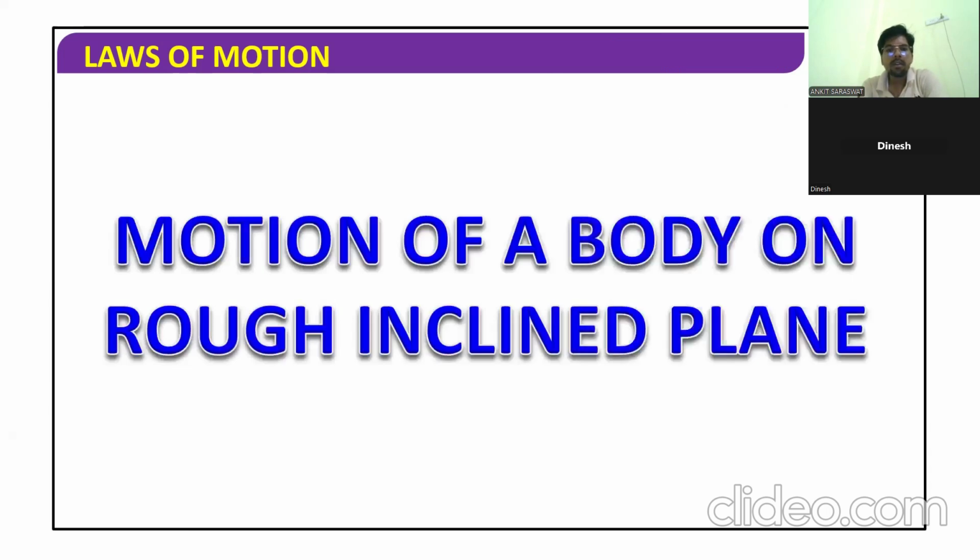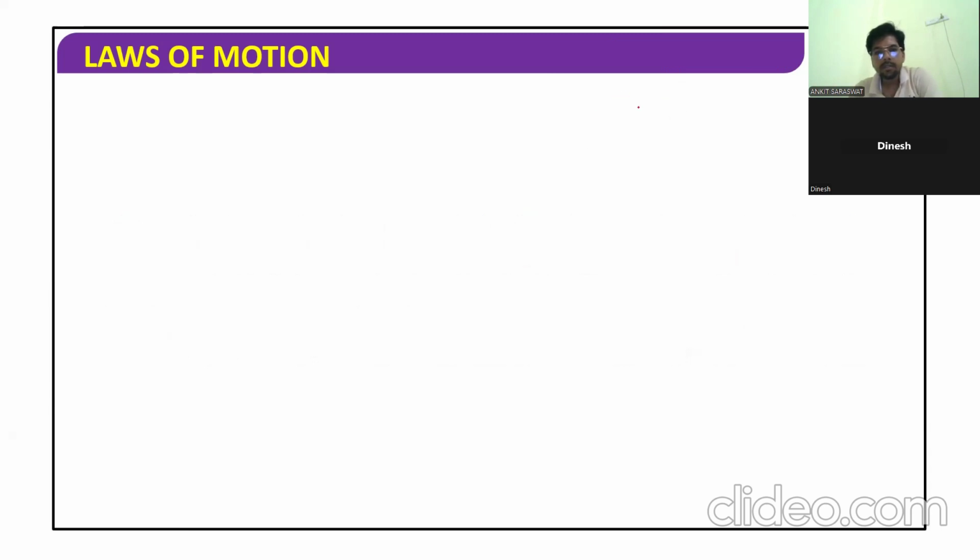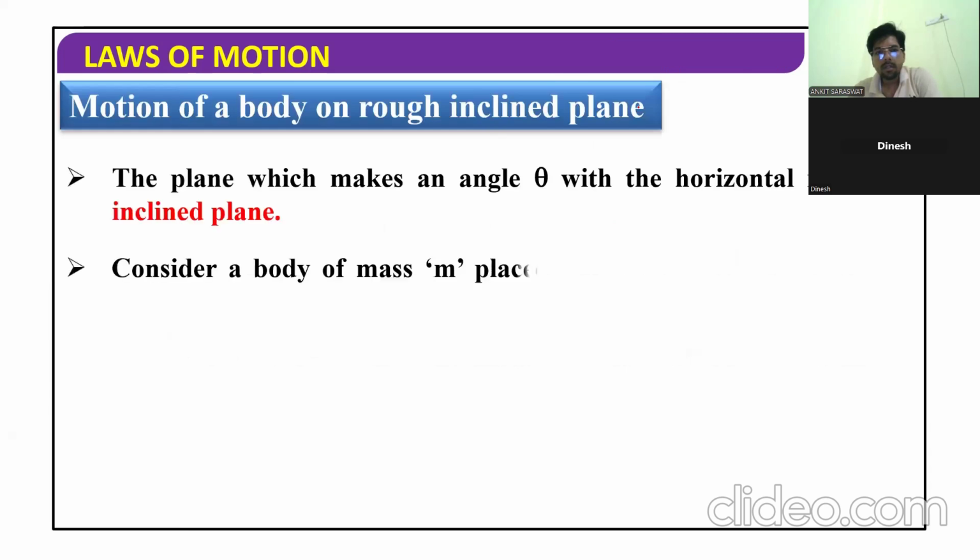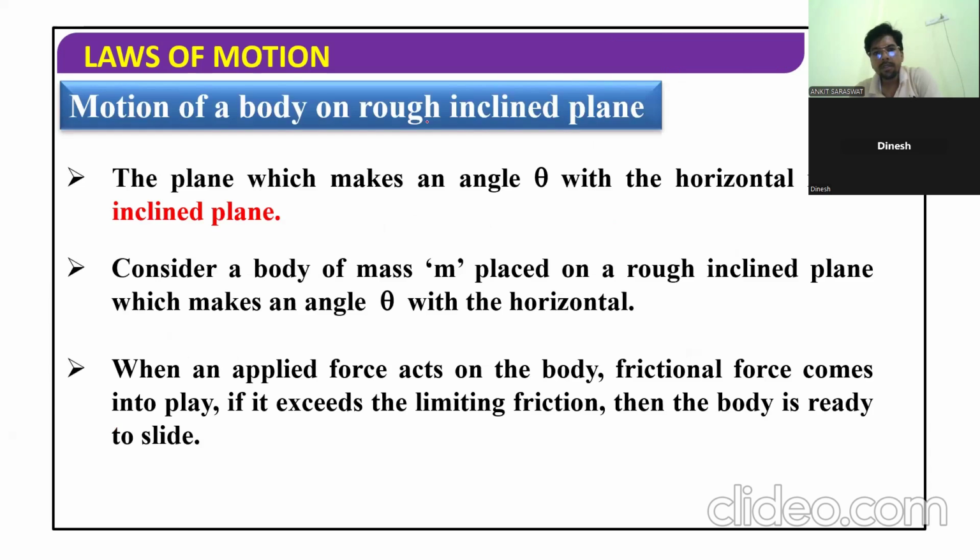Next is motion of a body on a rough inclined plane. Inclined plane is just like this. The body is placed like this. This is the inclined plane. This theta is known as the angle of inclination. How much is it inclined?